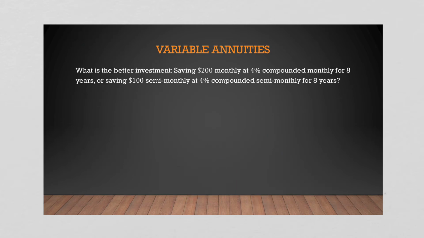So let's look at another example where we are comparing which annuity is the best. If you're offered a couple of scenarios, which one's going to pay you out the most? Well, so we have two scenarios here. And remember that F is equal to R big bracket 1 plus R over N to the power of N times T minus 1, all divided by R over N. So what do we have for scenario 1?